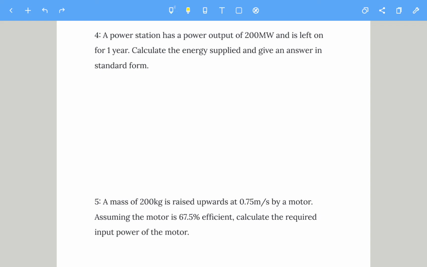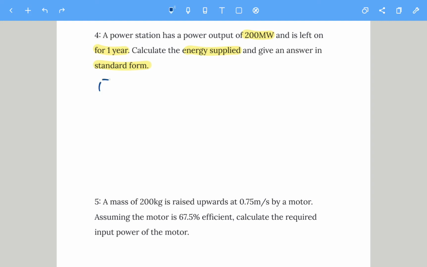So a power station has a power output of 200 megawatts and is left on for a year. Calculate the energy supplied and give an answer in standard form. Right, okay. It will be an answer in standard form because the amount of seconds in a year is so large that your calculator will do it for you. So let's have a look.